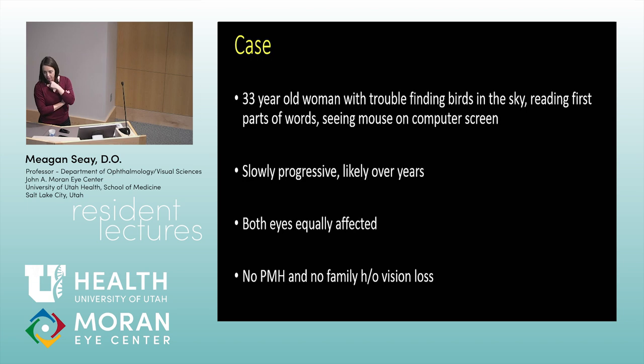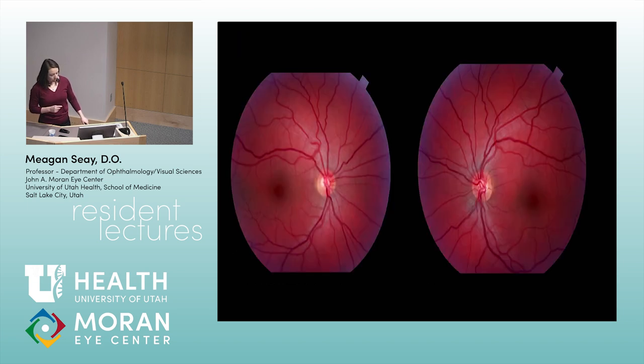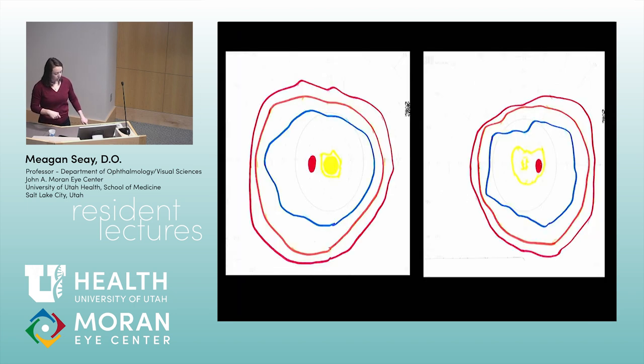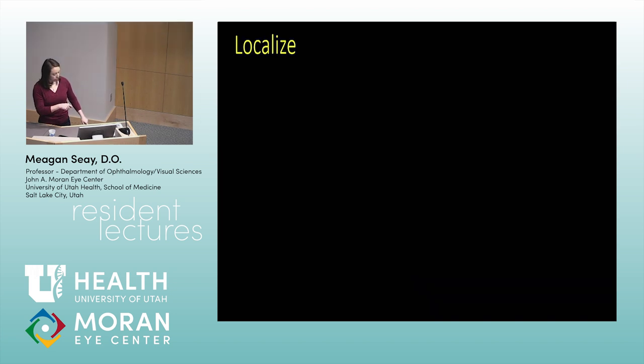Probably a small area affecting somewhere in the center. She's having trouble finding little things. So this was her Humphrey. So you can see up here, I can't really tell, but down here you see the central lesion, central here, possibly more on the left side. So you've got these little central scotomas. So this is Goldmann, the central scotoma. So localize that.